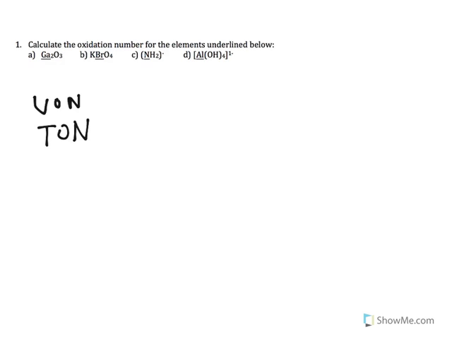Now, the total oxidation number of neutral elements and compounds will always be zero, just like their charge. So if we have sodium chloride, or NaCl, or even oxygen, or O2 in its diatomic state, which is its natural state, the total oxidation number of both of them is going to be zero.